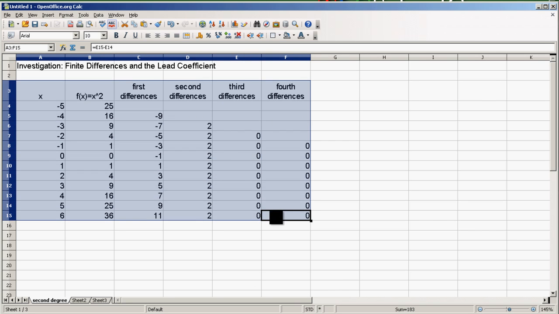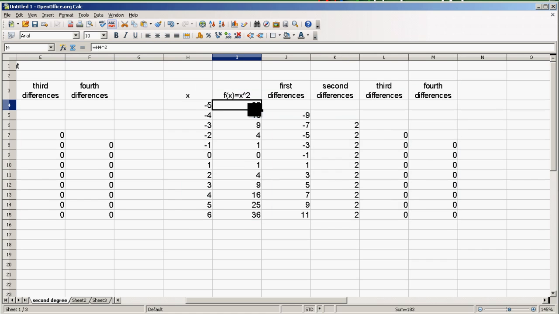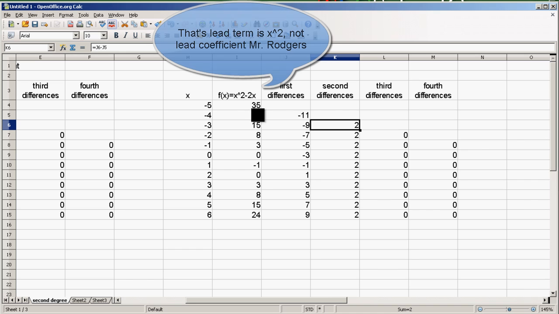I'm going to continue to investigate second degree terms, and I'm going to do it just by copying and pasting what I've already done, and all I have to do here is change this. So I'm going to investigate f(x) = x² - 2x, and so I just have to change my formula, minus 2 times A4, and there we go, that looks right. I do an edit, fill down, and I see that my second differences are still the same as before. So when my lead coefficient is 1, my second differences are still 2.